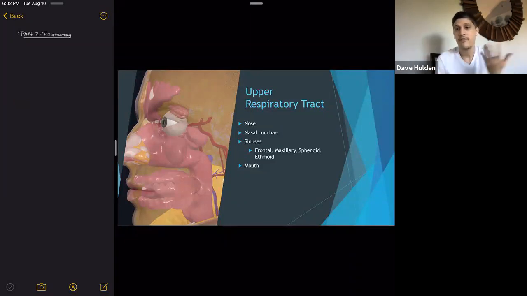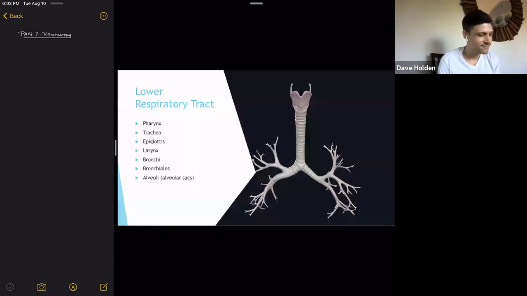And then last we have the mouth. And the mouth is, you know, the mouth. Now the lower respiratory tract is after we cross the kind of invisible dotted line right about there. So once we leave the mouth and we start entering the neck, now we are entering the lower respiratory tract.